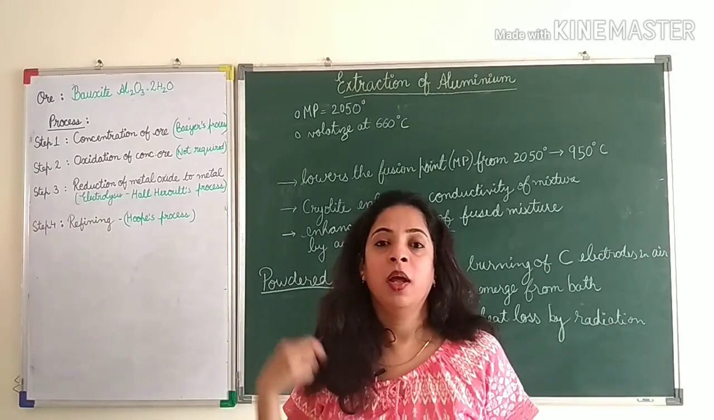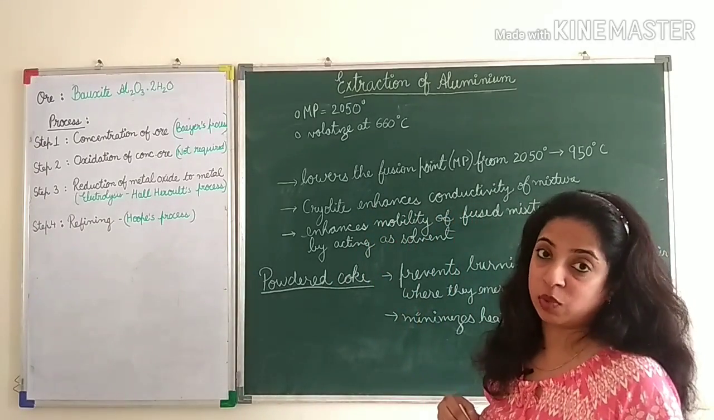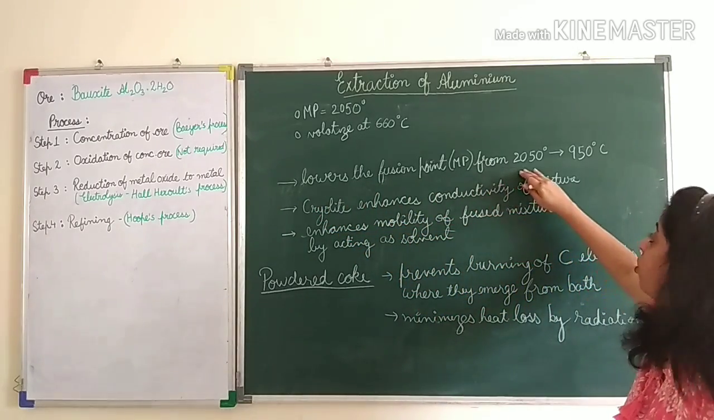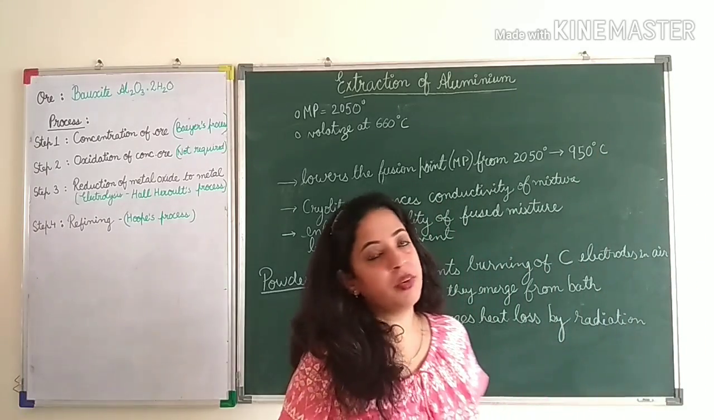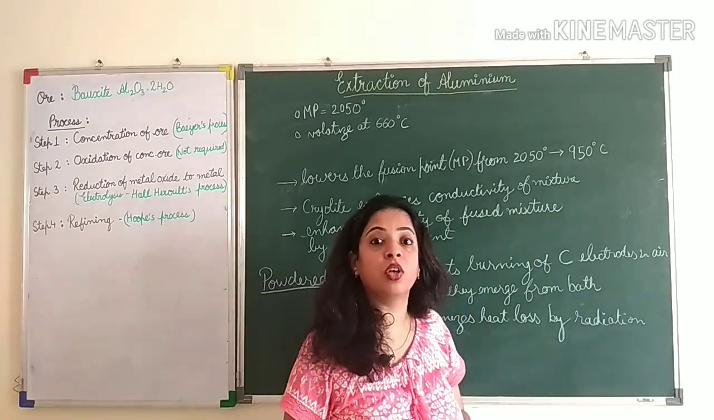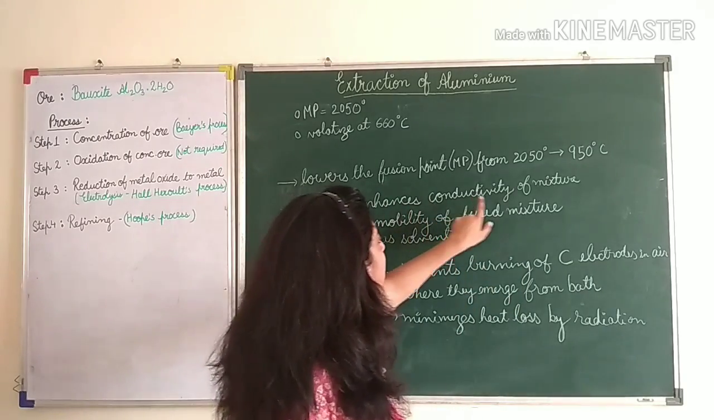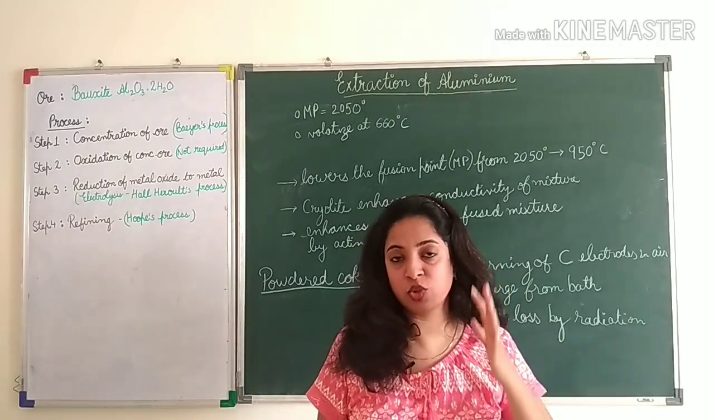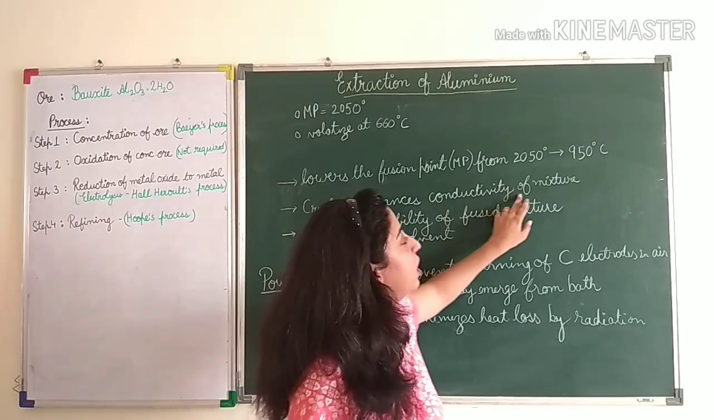So Hall and Heroult added cryolite and fluorspar. The addition of cryolite and fluorspar lowered the fusion point from 2050 degrees Celsius to 950 degrees Celsius, which is a much bigger reduction and saved a lot of electricity to reach that temperature. Then cryolite enhances the conductivity of the mixture. Cryolite is taken in a large proportion, 1:3:1, and it enhances the conductivity of the mixture.